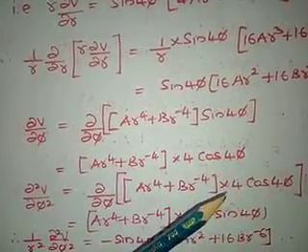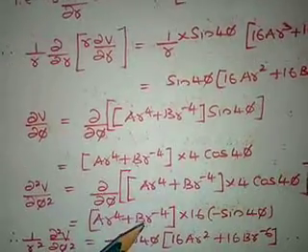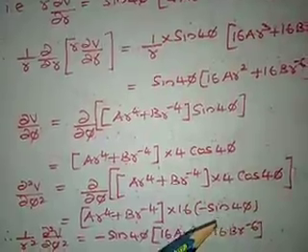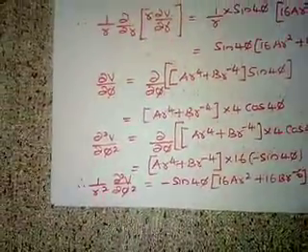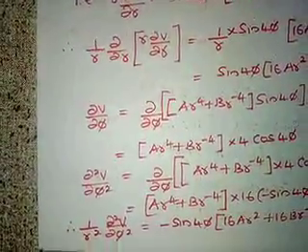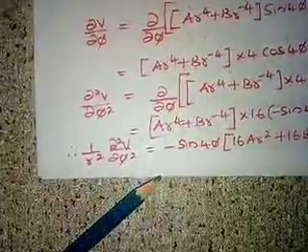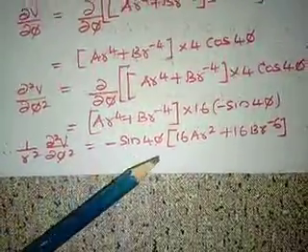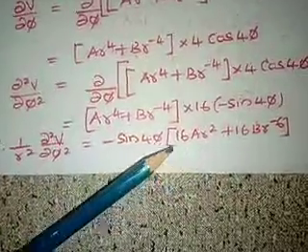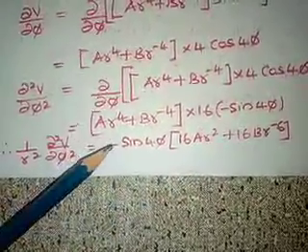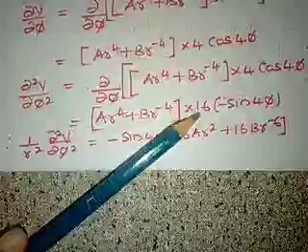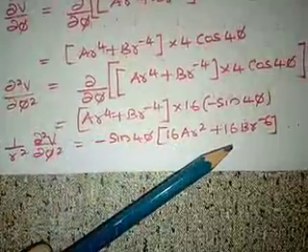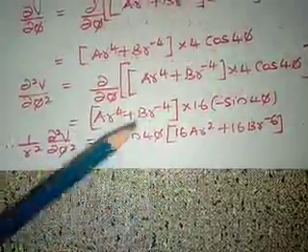So 4 into 4 will be 16. So it is AR raised to 4 plus BR raised to minus 4 into 16 into minus sine 4 phi. Then find out 1 upon R square dou square V by dou phi square. That is minus sine 4 phi multiplied by R square, divided by R square throughout. So it will be 16 here, divided by R square, then multiply with 16. So 16 AR square plus 16 BR raised to minus 6 into minus sine 4 phi.